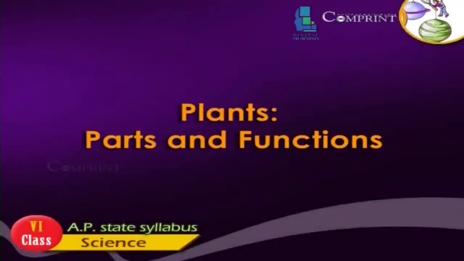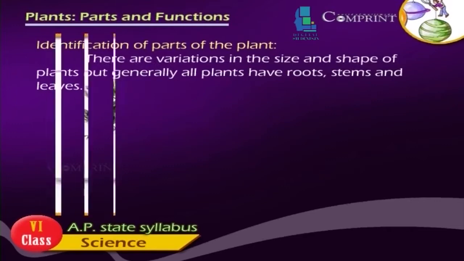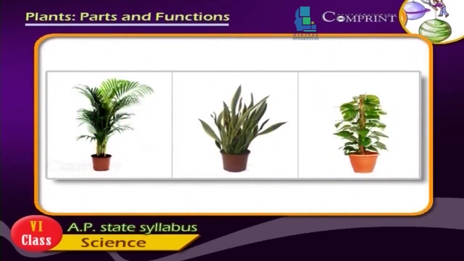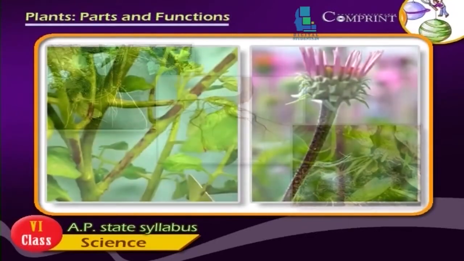Plants. Identification of parts of the plant. There are variations in the size and shape of plants, but generally all plants have roots, stems and leaves.